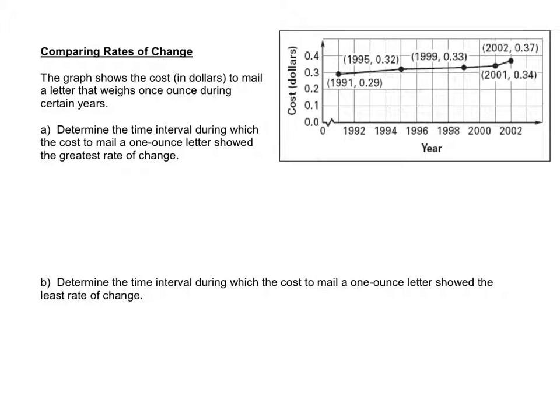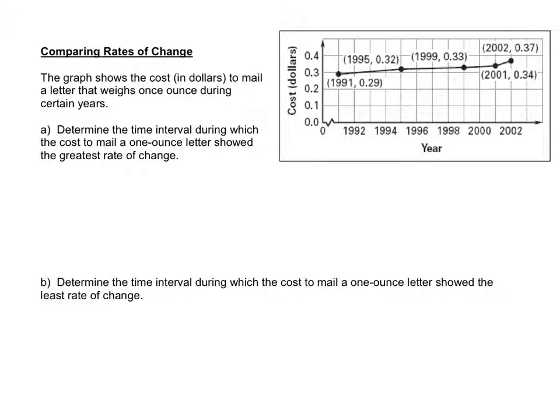The next and last part of our lesson is comparing rates of change. You'll need to write this graph down in your notes, or print it out and cut it out and put it into your notes. It's easy just to draw it. The graph shows the cost in dollars to mail a letter over the years. So you have the years on the bottom and the cost. And you can see that what these numbers mean is that in 1991 it was 29 cents to mail a letter, 1995 32 cents, 1999 33 cents, and so on.